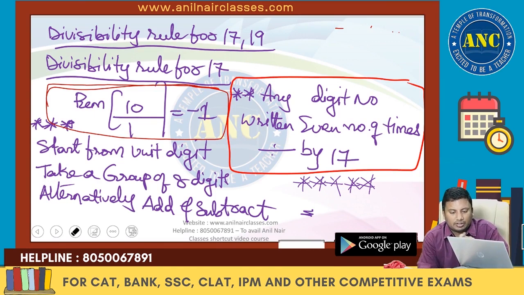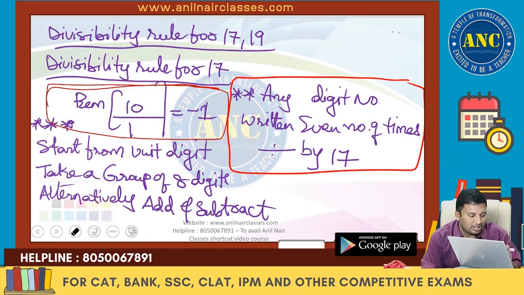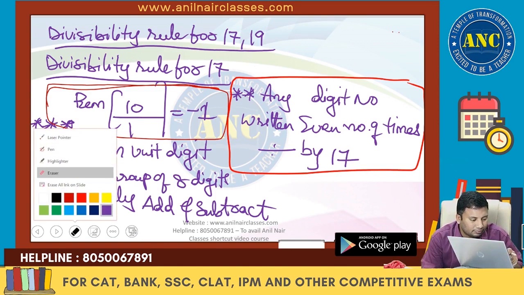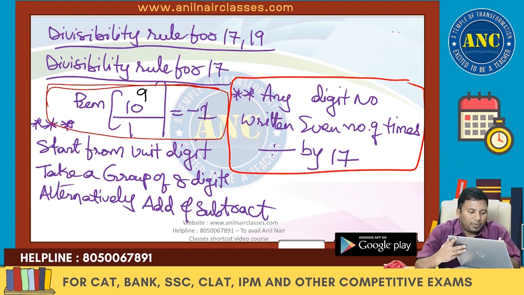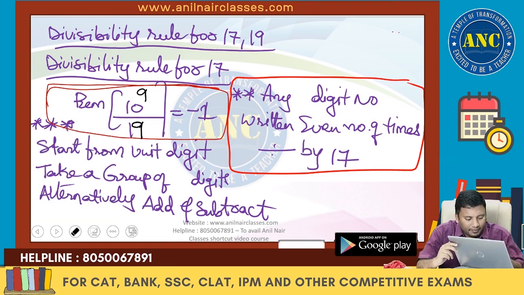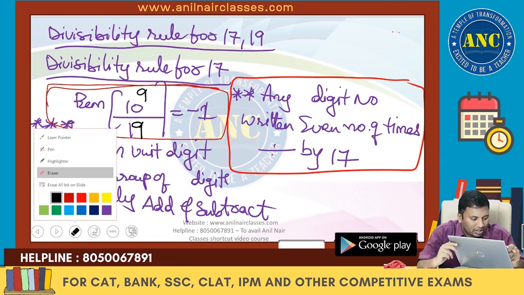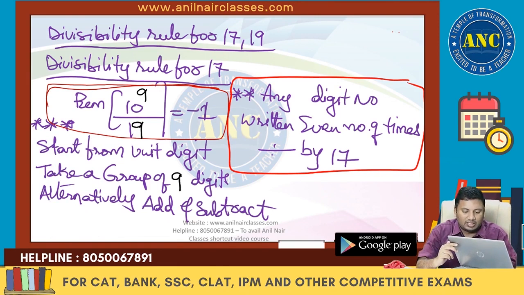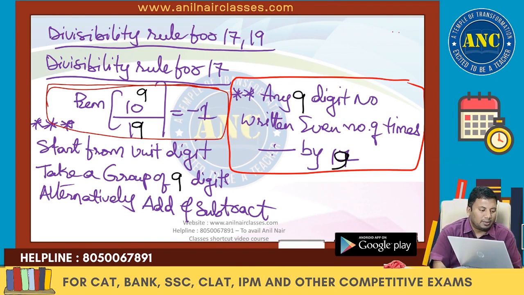Please write it. Logic is 10 power 9 divided by 19 is minus 1. So this will become, please write this. I hope it is clear. 10 power 9 divided by 19 is minus 1.